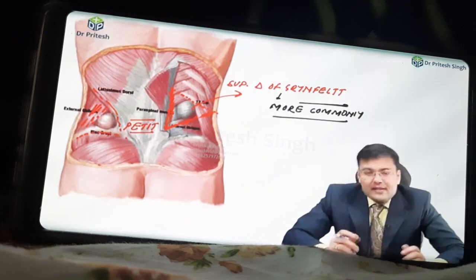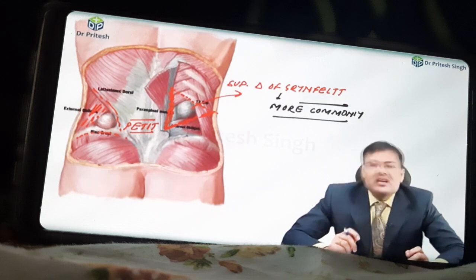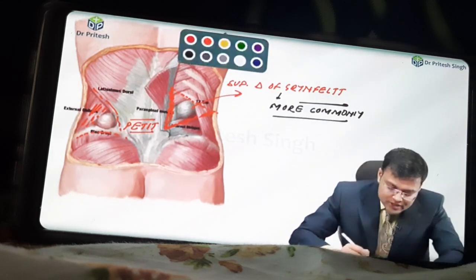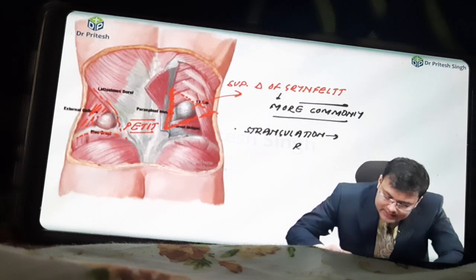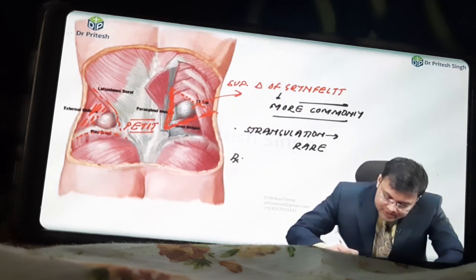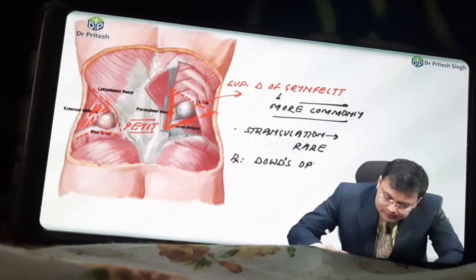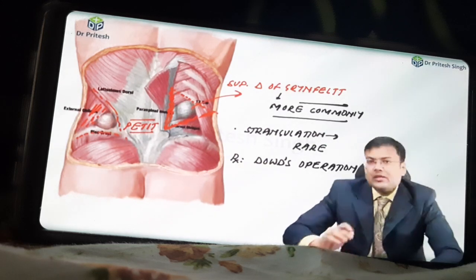What's the good thing? Here the defect is very large, and that's why the patient comes to us only with a bulge in the lateral abdominal wall. Because of the large defect, which complication is rare? Strangulation is rare. And what's the treatment? It's Dowd's operation, which is performed for lumbar hernia.